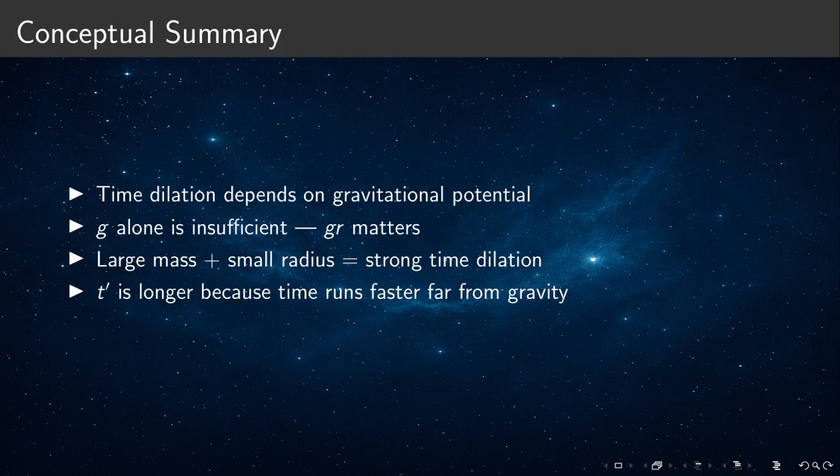Conceptual summary. Time dilation depends on gravitational potential. Acceleration alone is insufficient. Acceleration times distance matters. Large mass combined with small radius produces strong time dilation. Time far away runs faster than time deep in gravity.